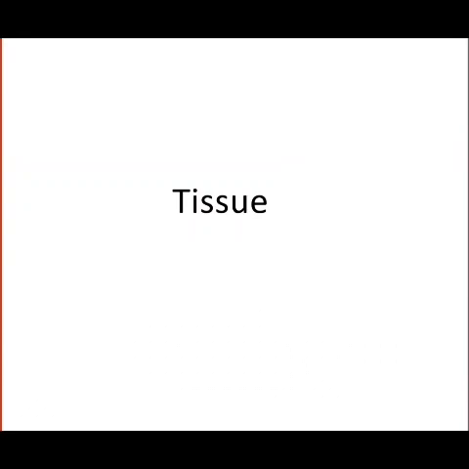Hello everyone. In this video, we are going to learn about the different types of tissues in the human body and what they do. Tissues are a group of similar cells that work together to perform specific tasks. It is divided into several types. Let's begin with the first type, epithelial tissues.